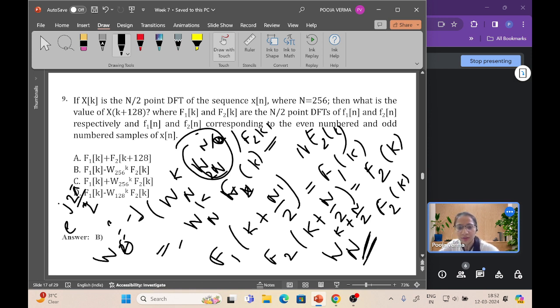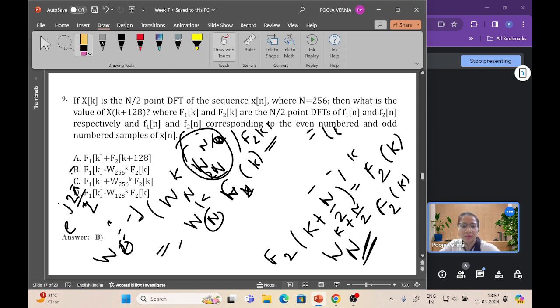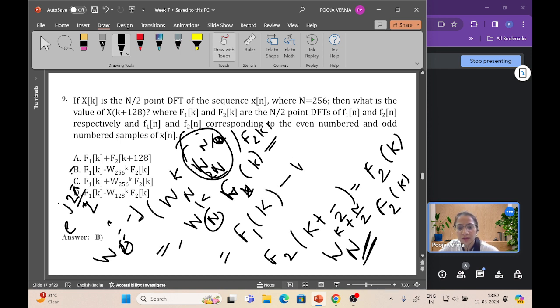So what we will get for X(k + 128)? We just put 128 in this term. The value of N is 256, so the correct option will be F1(k) minus W_256^k F2(k), right? Because this part will be -1. So at the end we will get F1(k) minus W_N^k F2(k).